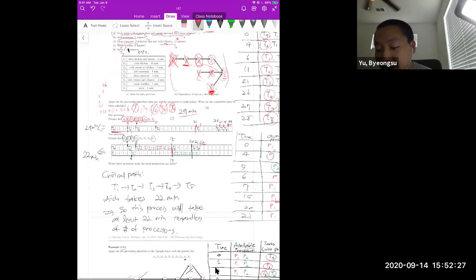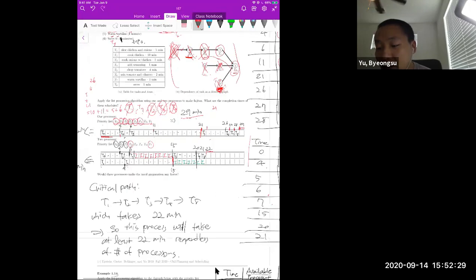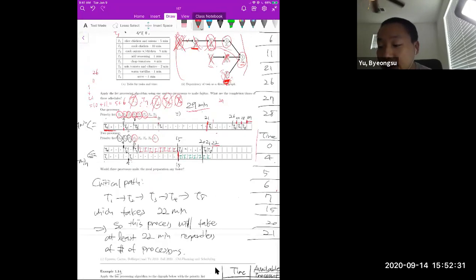And actually, this is the optimal one because in this diagram, the critical path is this line, right? The first line. And it takes 22 minutes to complete the critical path, which agrees with what we have in the scheduling of two processors. So it gives us the optimal scheduling.